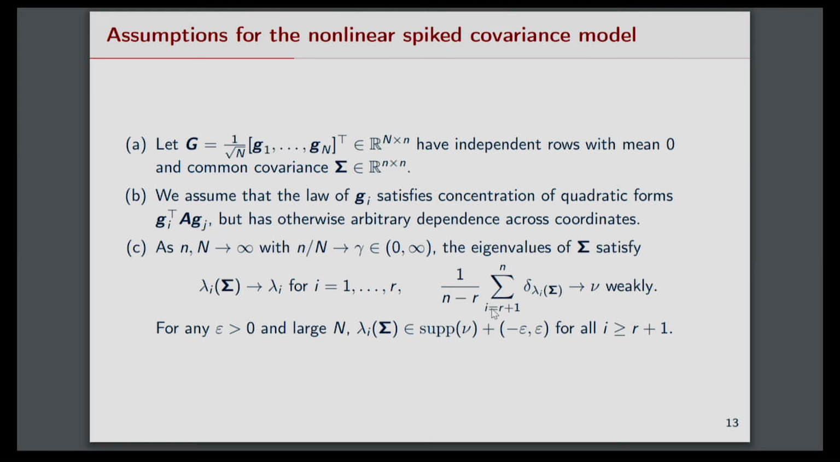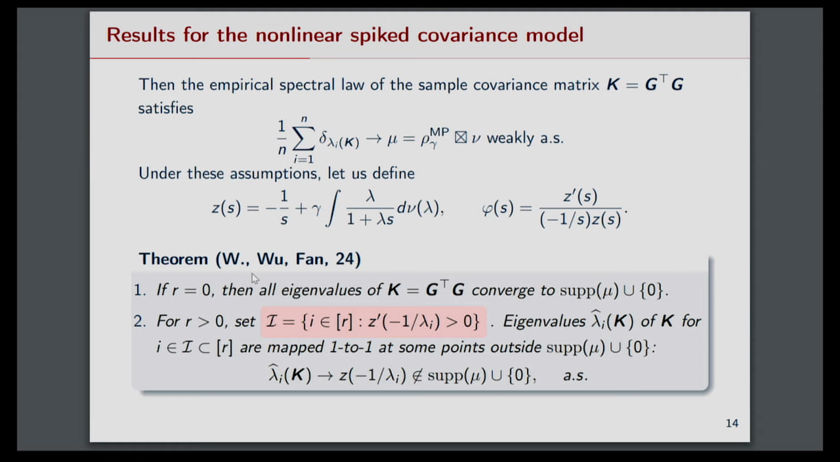Given this case, we can analyze how these outer eigenvalues of sigma produce spikes in the sample covariance matrix. As I mentioned, we use this z transform, and we also need another phi transform to analyze the eigenvector alignment, but I will not introduce the details here. There are two cases. One is the null model case. If r is 0, which means in the population covariance there is no spike, then we can prove that the eigenvalues of this Gram matrix will converge to the support of this limiting distribution.